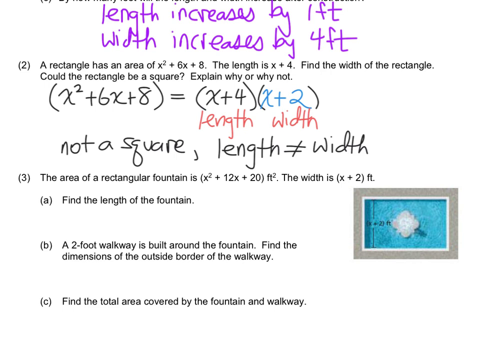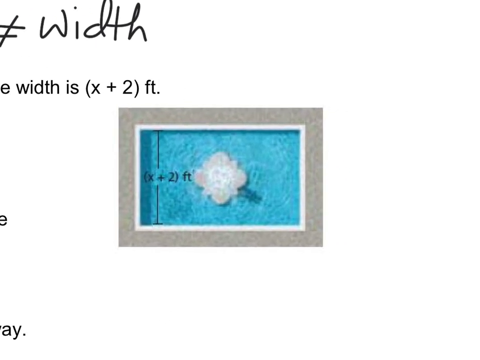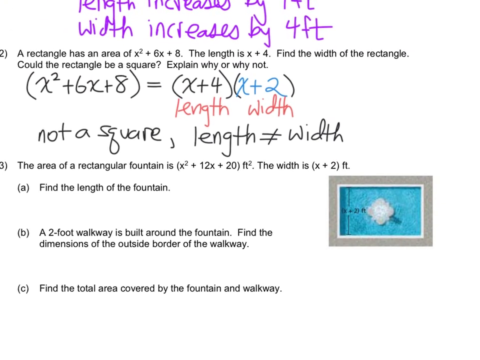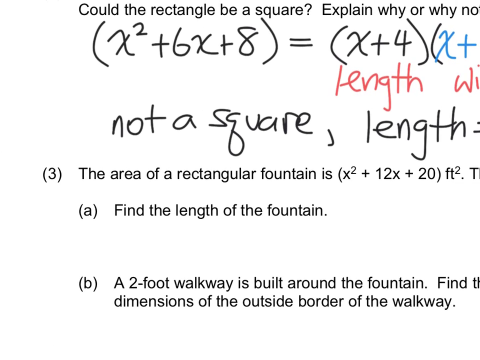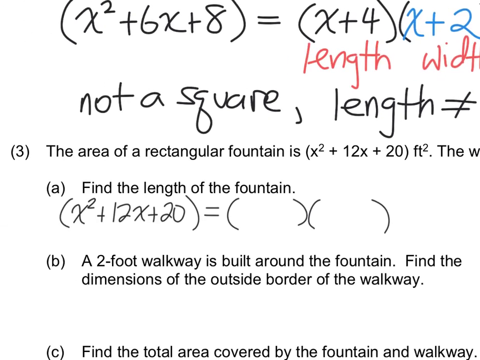However, I still don't think you're setting up an equation, x plus this, x minus that. I still think it's a ruler or a measuring tape, but this ties a little bit closer to that. All right, find the length of the fountain. They're telling us that the area, so I don't even need to look at the picture there. The area is x squared plus 12x plus 20. It's going to be equal to some length times the given width, which is x plus 2.